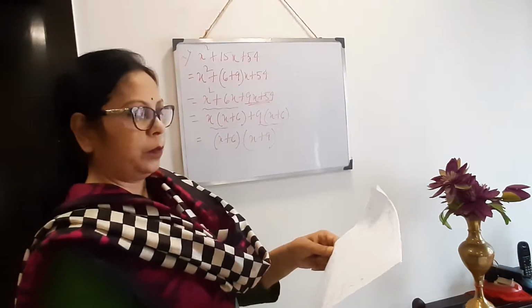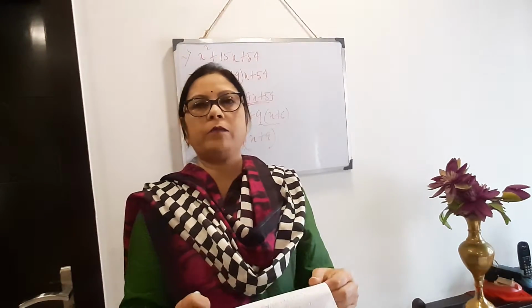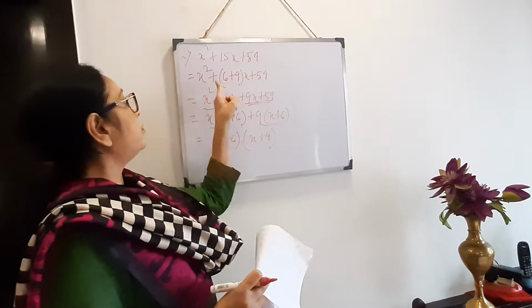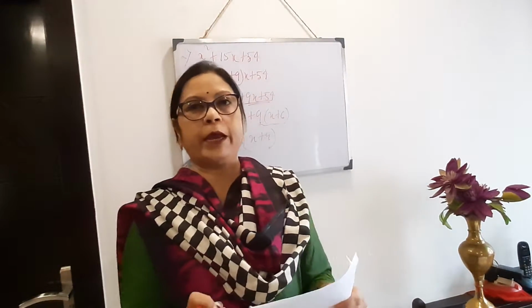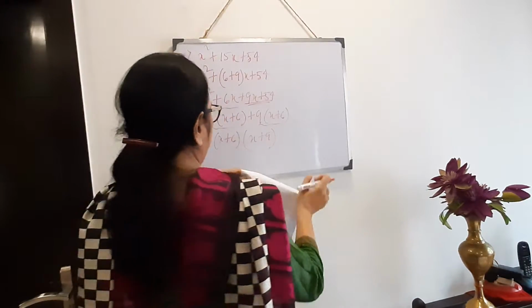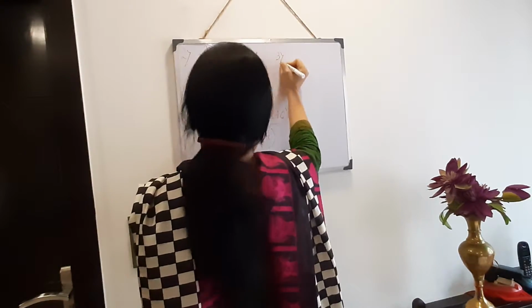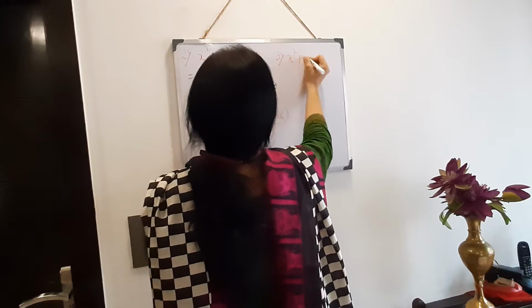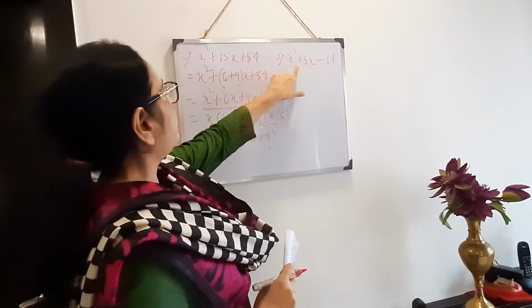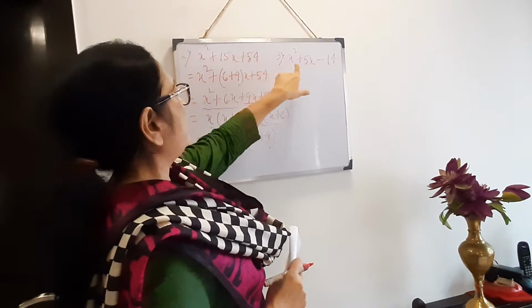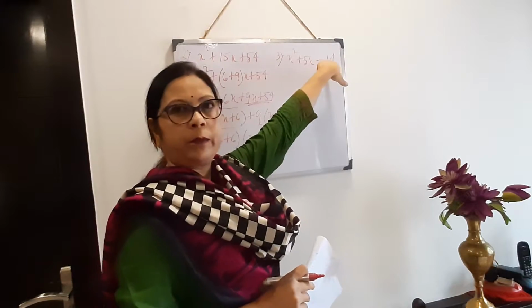This is the answer. Now in both the sums all the signs were positive. Now I will do it with negative sign. Then what to do? See, third one, if it is in this form, x square plus 5x minus 14. Now what is the difference between these two sums? There is plus, there is plus, there is plus, but there is minus.